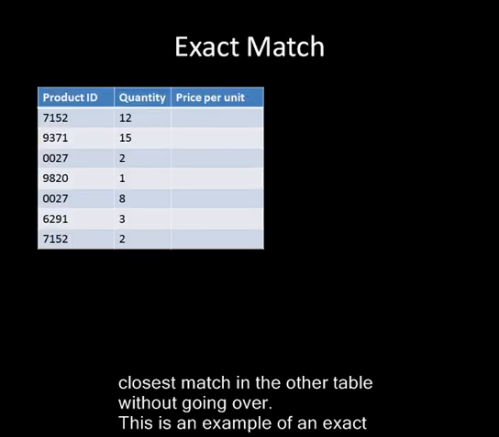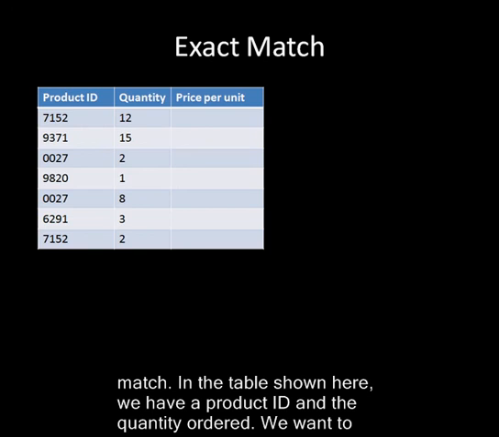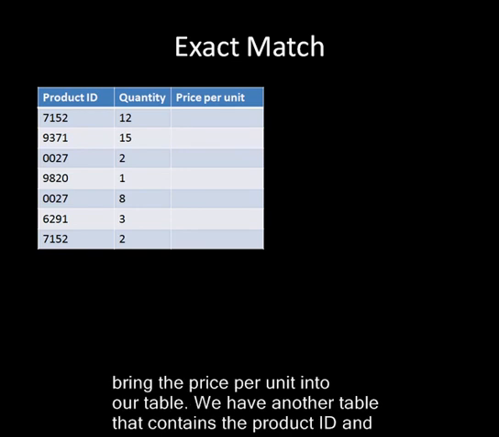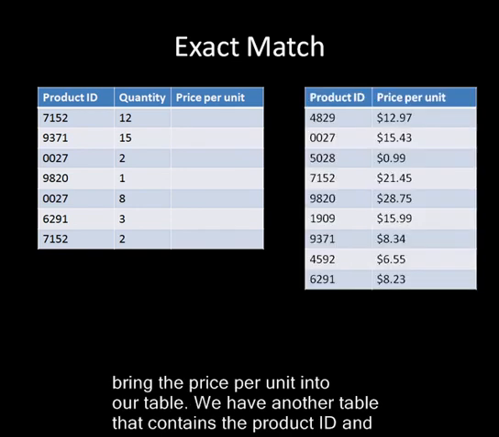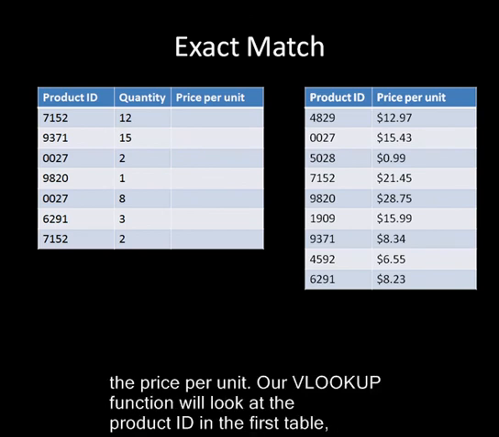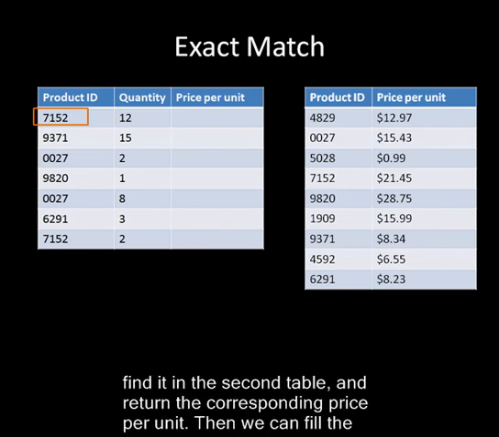This is an example of an exact match. In the table shown here, we have a product ID and the quantity ordered. We want to bring the price per unit into our table. We have another table that contains the product ID and the price per unit. Our VLOOKUP function will look at the product ID in the first table, find it in the second table, and return the corresponding price per unit. Then we can fill the formula down to return the price per unit in the other rows.